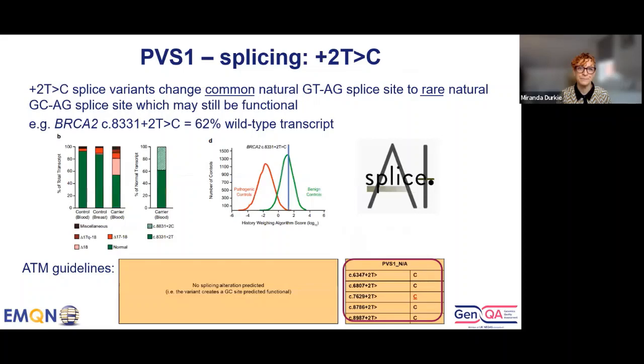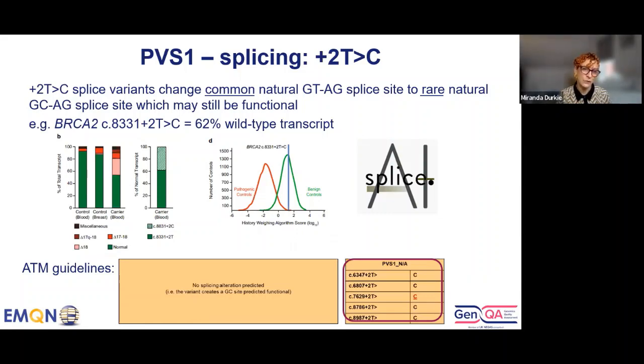Next slide, please. Okay, now I'm going to flip it on its head and talk about splicing, but +2 T to C. In this case, it's changing the common natural GT splice site to the rare natural GC splice site, which may still be functional, as we've seen from that previous example. A really good example of this is the BRCA2 c.8331+2T>C variant, which was previously reported as pathogenic in multiple cases, but then a study by Nix et al. 2022 was published, and they did a lot more work on this, particularly RNA studies, and showed that this variant actually produces 62% wild type transcript.